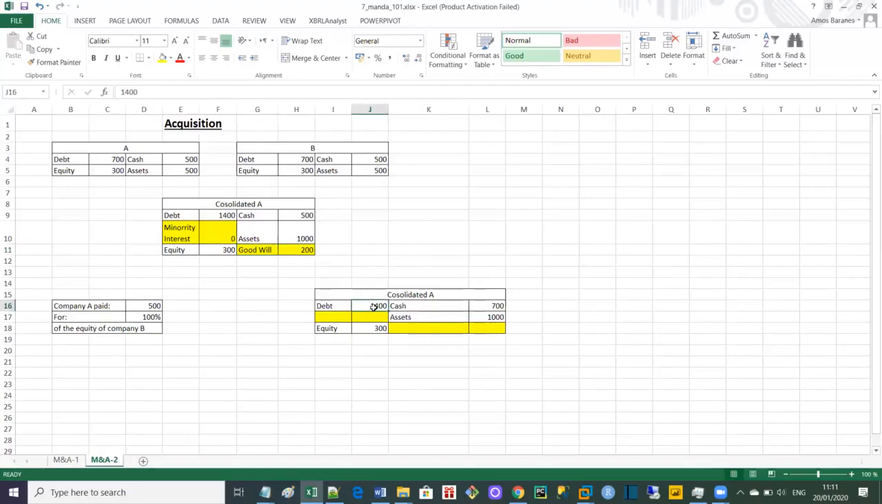I have here 700. I'm just copying again the book value of company A, and from there I will start. Company A bought the shares of company B, paid 500. So the cash becomes 0. Investment in company B will also be 500.